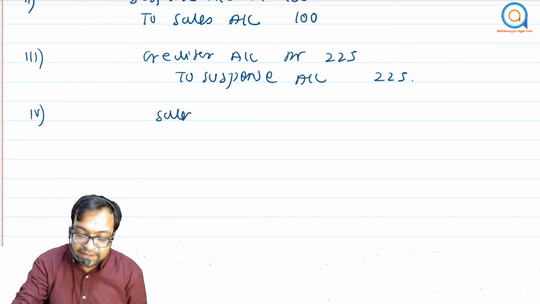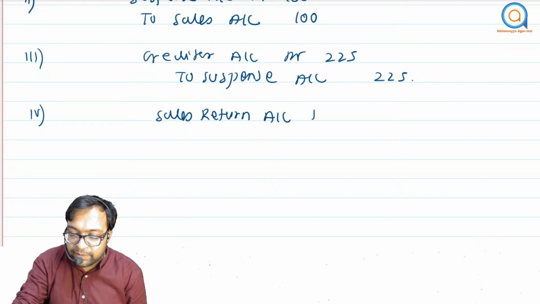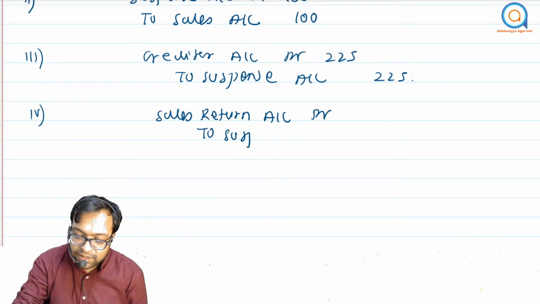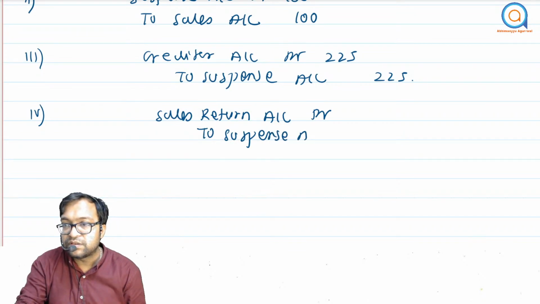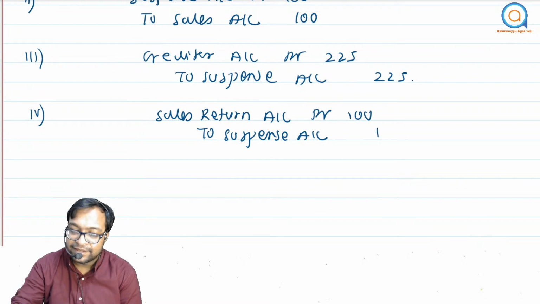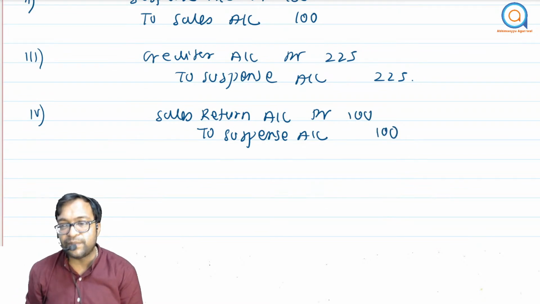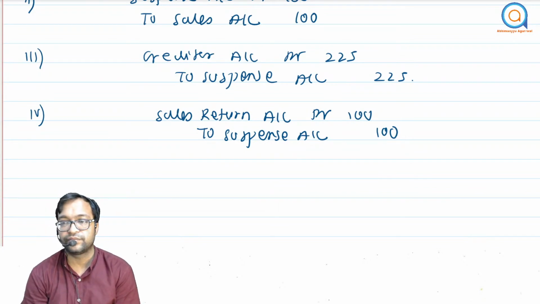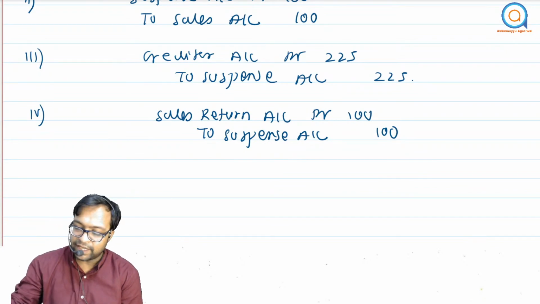That means the sales return account should be debited and you have not debited. So your duty is to debit it now. Is there any mistake in any other account? No. So the other account is which account? Suspense, 100. Tell me. Correct? Okay. Next.